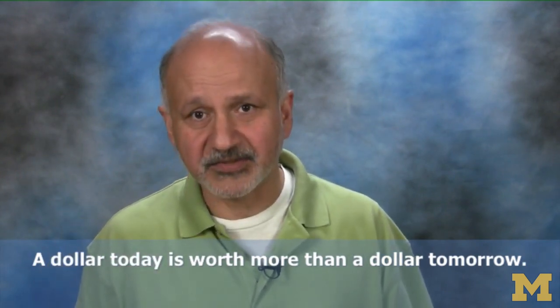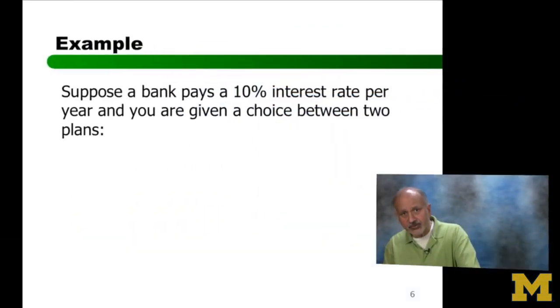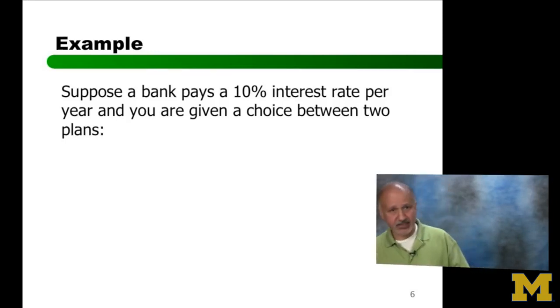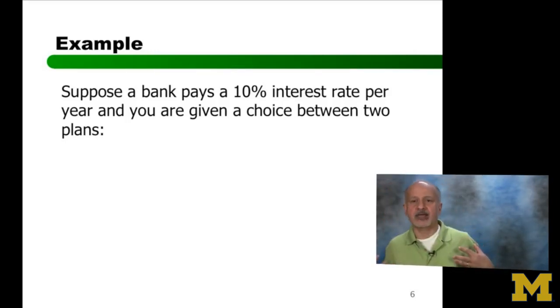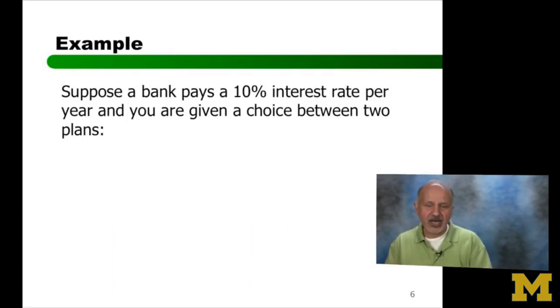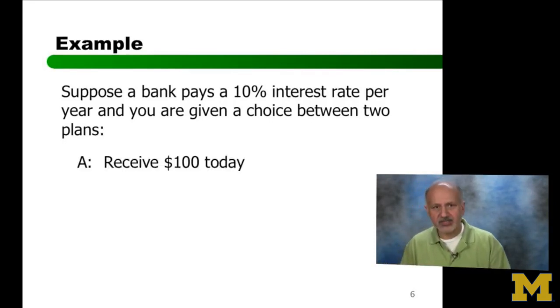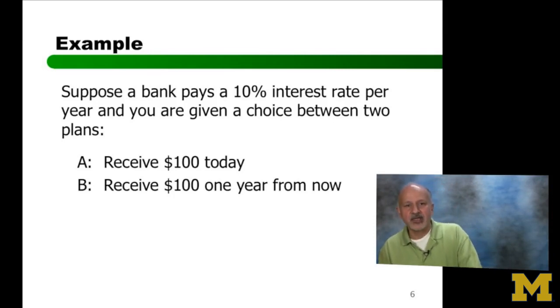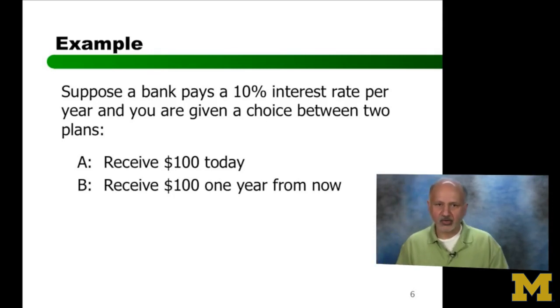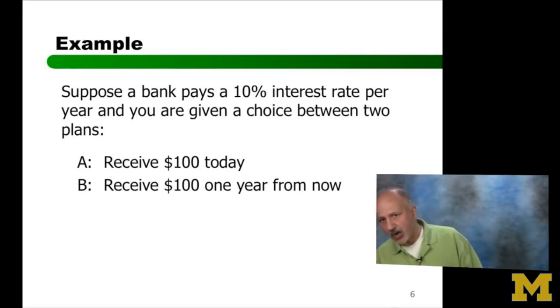So let me start with an example. Suppose a bank pays a 10% interest rate per year and you are given a choice between two plans. And by the way, I'll be going a lot back and forth writing and stuff like that, but that will hopefully make it more engaging. And as I do a problem, you should do it with me, and if the problem gets complicated, I'll give you more time and then we'll do it together and so on. So these are your two choices. It's very simple. I either give you $100 today or I give you $100 1 year from now.